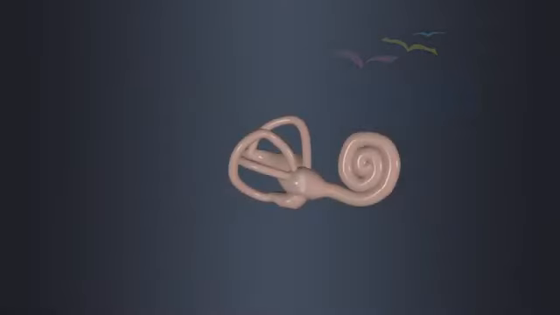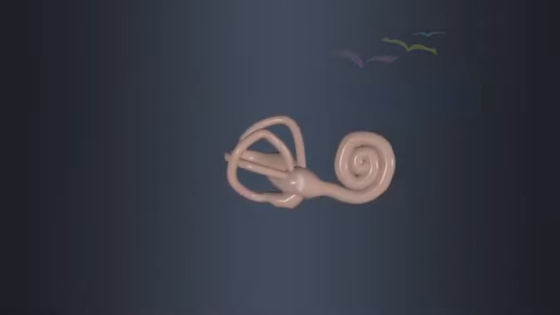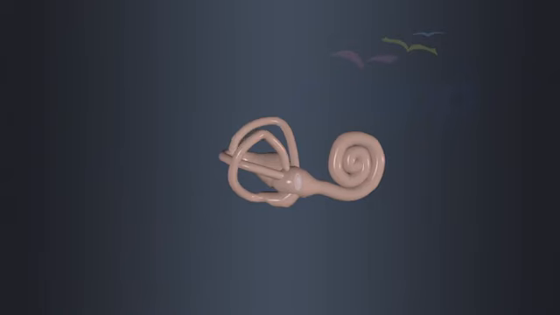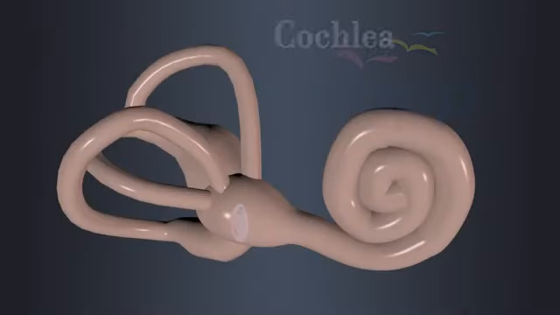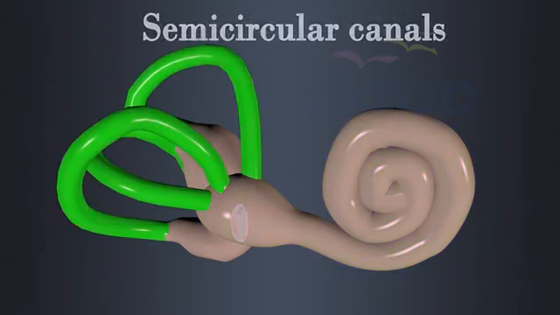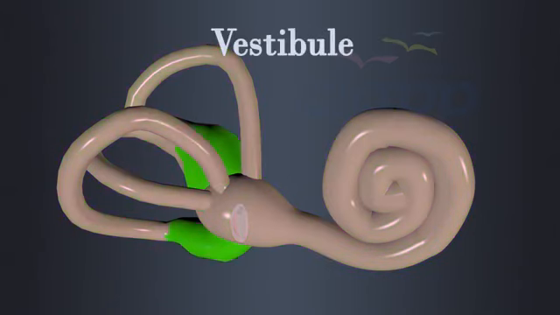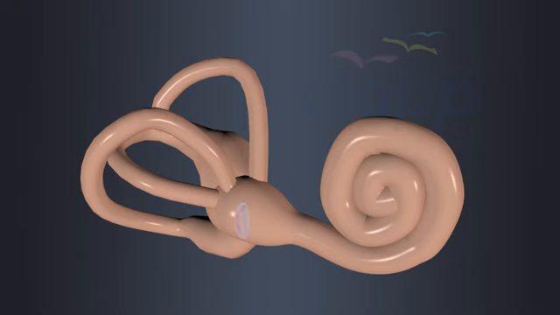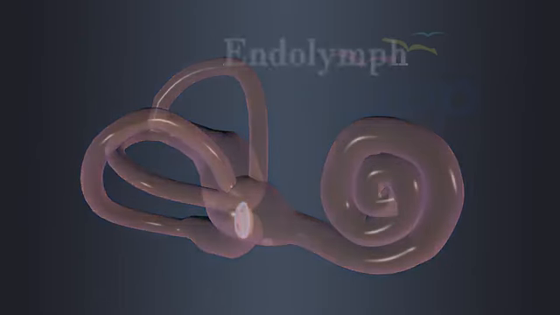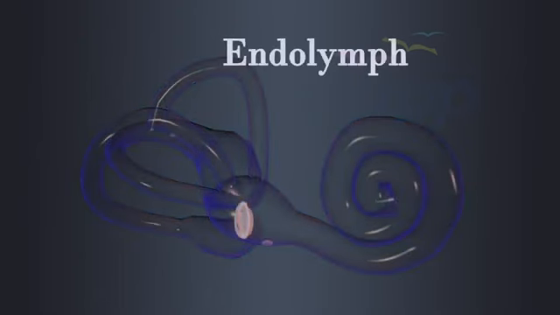The inner ear is a complex and delicate structure responsible for both hearing and body balance. Its main components are the cochlea, which is responsible for hearing, three semicircular canals, and the vestibules, which are responsible for maintaining body balance. The membranous labyrinth is filled with a fluid called endolymph.